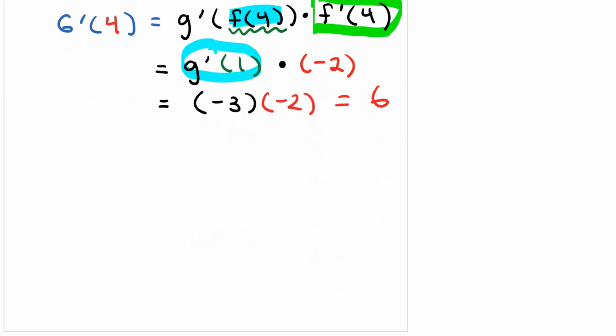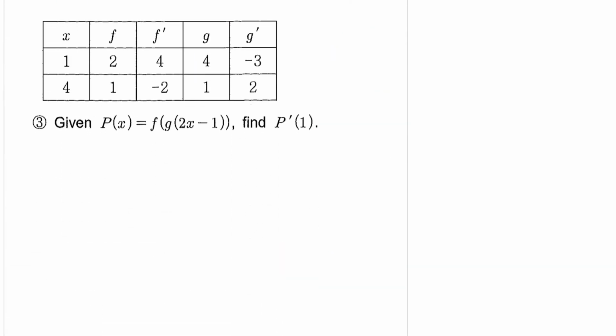Okay, just a few more to go here. Let's go to question number 3. Now the composite functions are getting a little bit more complicated. So let's write out p prime of x equals 2. Here's my outside function, so that's going to be f prime, and then everything remains the same. And then the chain rule states that you need to multiply.